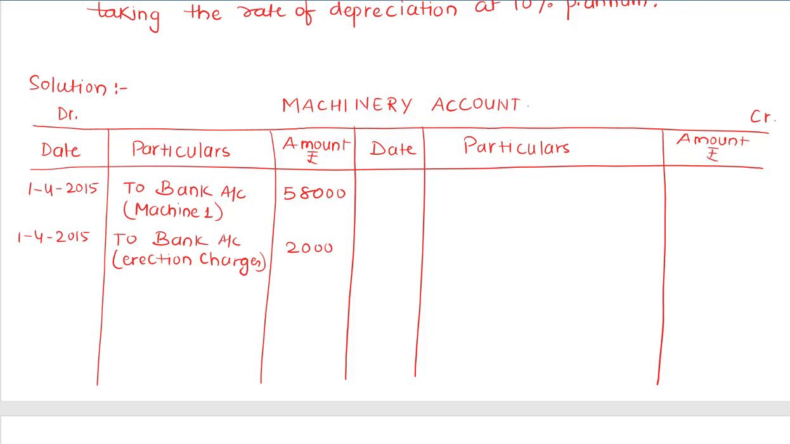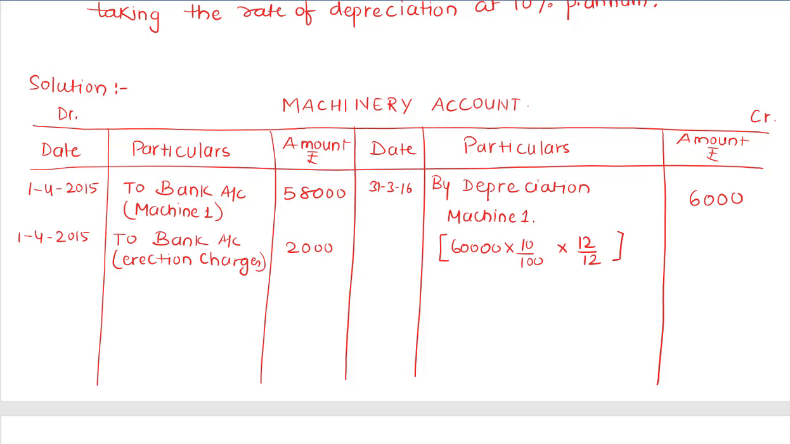We have to calculate depreciation on this machinery. By depreciation, the date is 31st March 2016. Depreciation on machine 1: 60,000 multiplied by 10% into 12 by 12, which is 6,000. I believe it is clear.